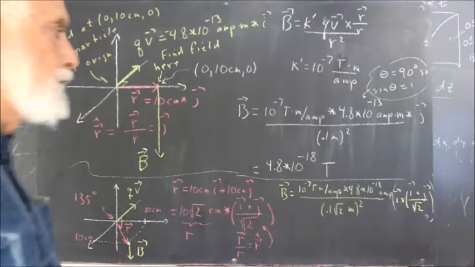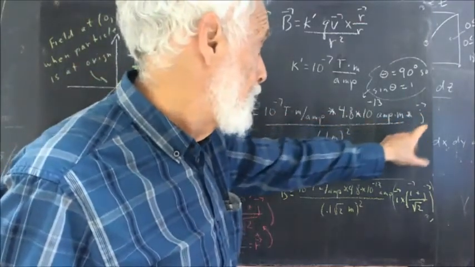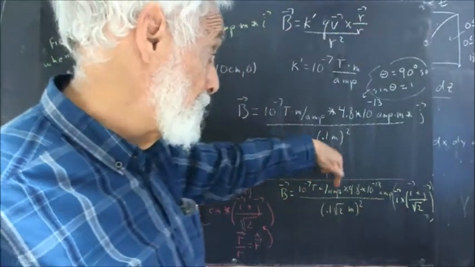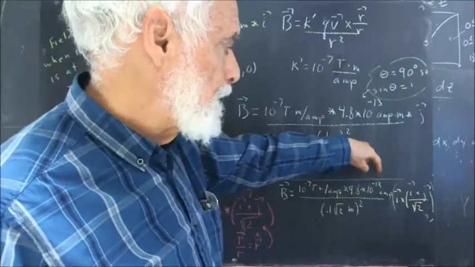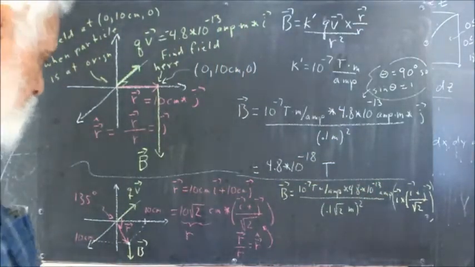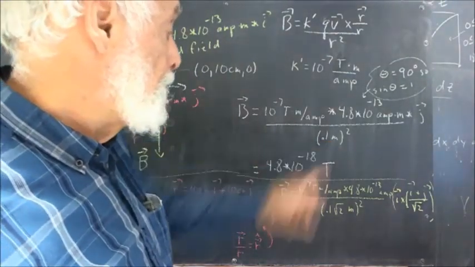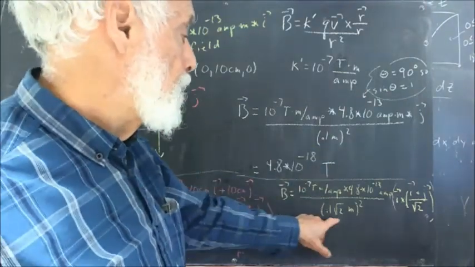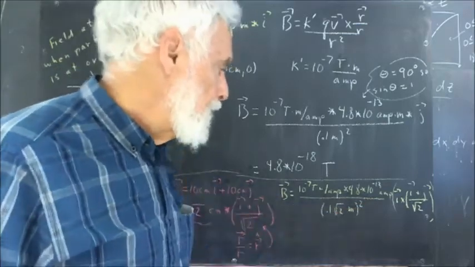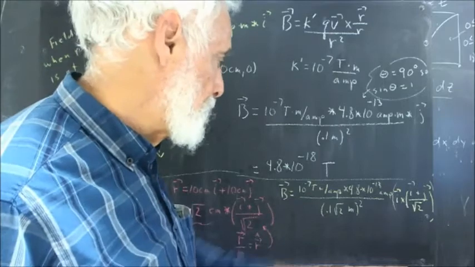Well, our calculation is very much like it was before. We have the same numerator until we get up to the vector. In other words, 10 to the negative 7th Tesla meters per amp times 4.8 times 10 to the negative 13th amp. But the distance down here, the magnitude of the r vector, is 0.1 times the square root of 2 meters, quantity squared. Now, when we square that, we're going to have 0.1 squared, which gives us the 10 to the negative second we got before.